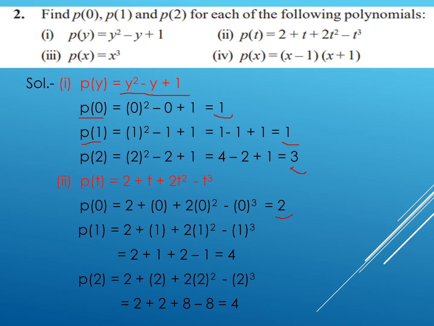Same way p(1). Now in this case, the value of the variable is 1. We will put the value of t as 1. We will get 2 plus 1 plus 2 into 1 square minus 1 cube. And after solving this, we are getting 4. That means p(1) is equal to 4. Now p(2). p(2) is equal to 2 plus 2 plus 2 into 2 square minus 2 cube. And after solving this, we are getting 4. That means p(2) is equal to 4.